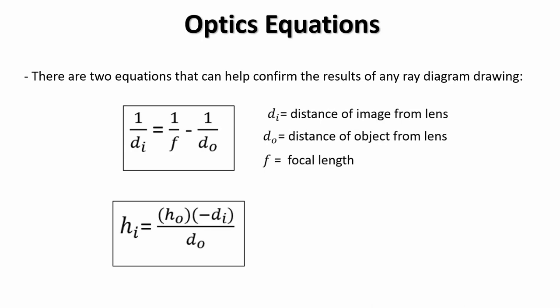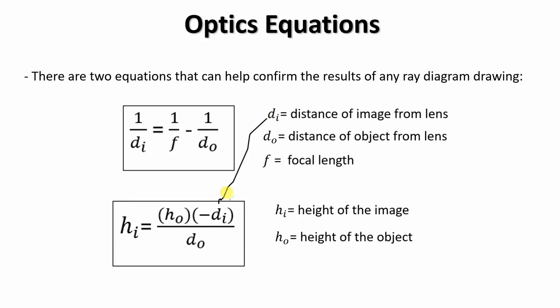And then once you've used that equation, you can go ahead and use the second one where we have the HI, which is the height of your image, the HO, which is the height of the object, and that will be given. And you should have already solved for DI from the original equation. Notice there is a minus in it, so we might have a couple of negative signs coming together when we go ahead and use this equation.